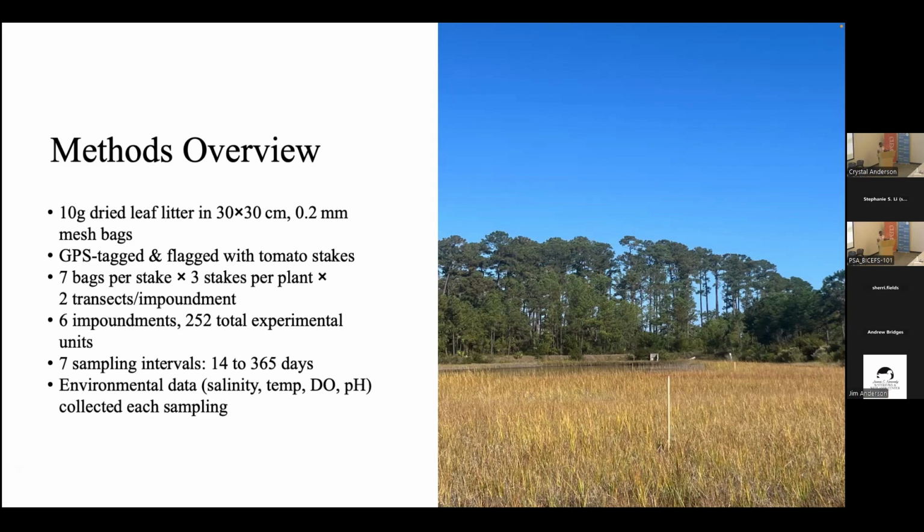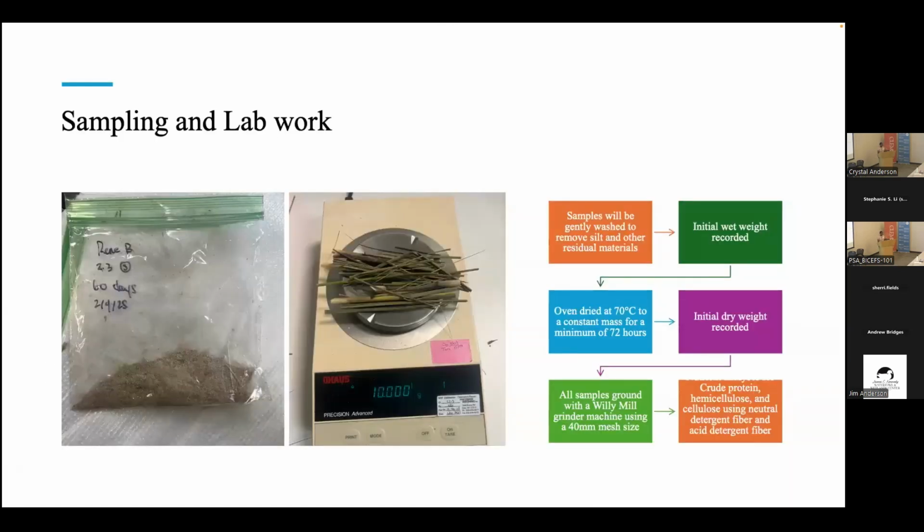At each sampling interval that I went out to collect plant samples, I also collected salinity, temperature, and pH at each stake per sampling date. So after all of that, for the sampling and lab work, I would gently collect the bags, put them in a Ziploc bag, and put them on ice so decomposition would stop.